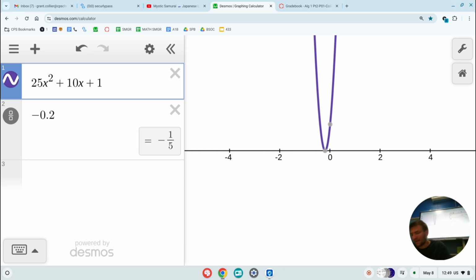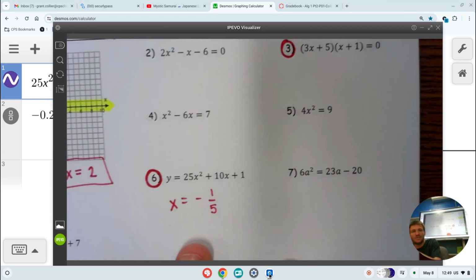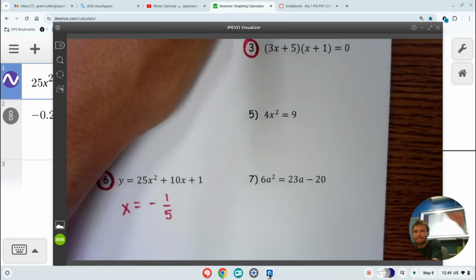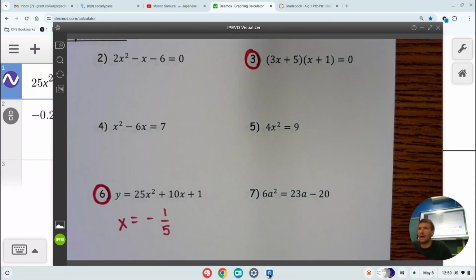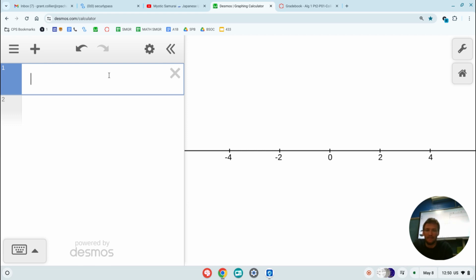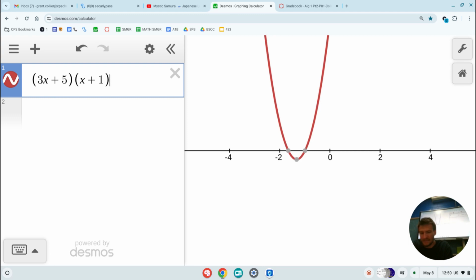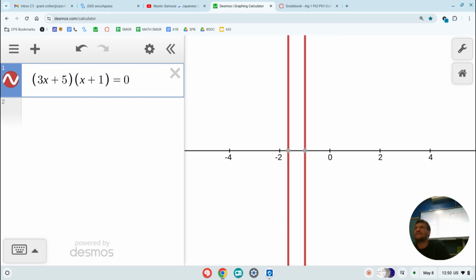But if you look at some of the other questions, like maybe let's go do question number 3. Does question number 3 have a Y? No, it doesn't have a Y. All it has is an equal sign and a 0. And so when we go to type this in, it's gonna look a little different. Parentheses 3x plus 5 parentheses, parentheses x plus 1 parentheses equals 0. Instead of giving us a U-shaped curve, it's giving us just two vertical lines.